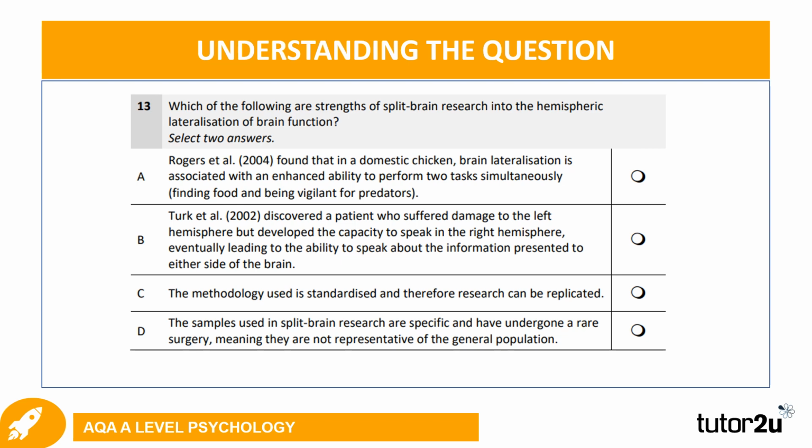Is it C, the methodology used is standardized and therefore research can be replicated? Or D, the samples used in split brain research are specific and have often undergone a rare surgery, meaning they're not representative of the general population?